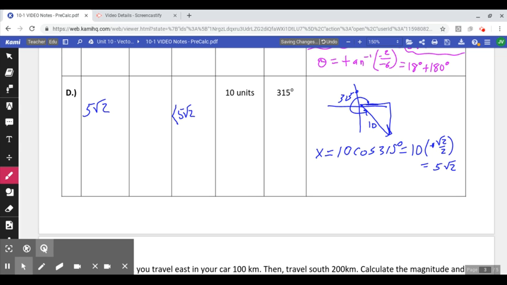And then if we think about the y value, that's going to be 10 times the sine of 315. Here's where your negative sign is going to come into play. So that'll be 10 times negative root 2 over 2. And that, of course, is negative 5 root 2. So there's your vertical piece, negative 5 root 2, or your y component. And we'll write that down here, negative 5 root 2, and we'll close that one off.